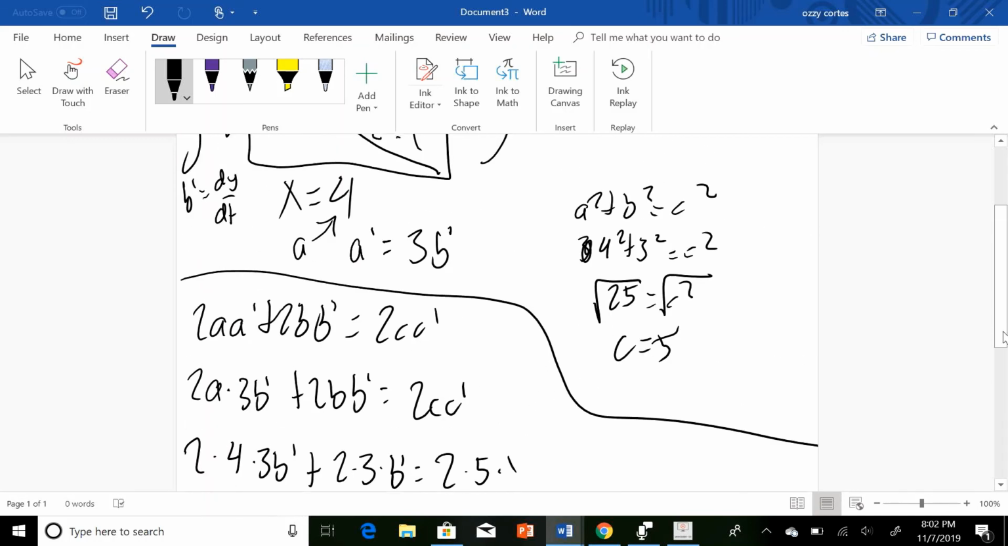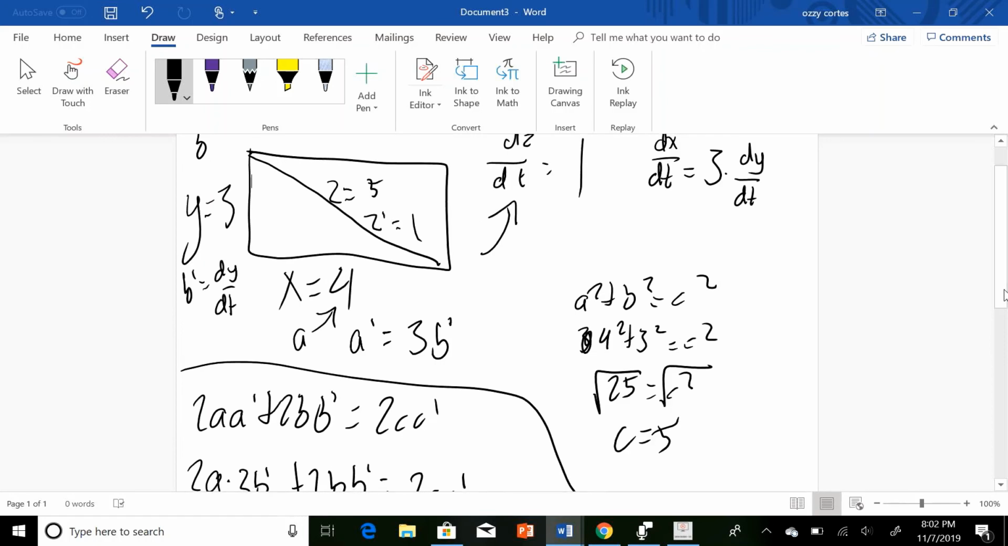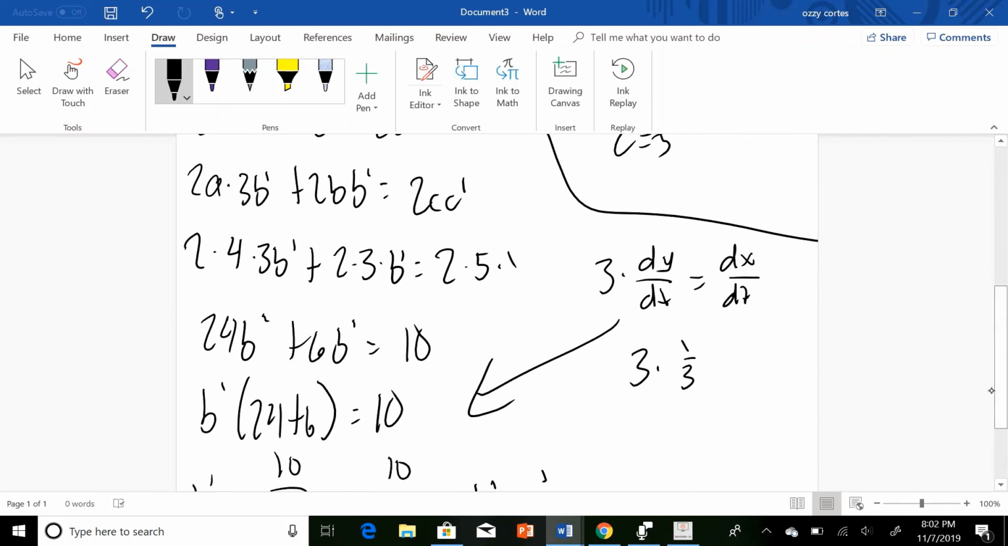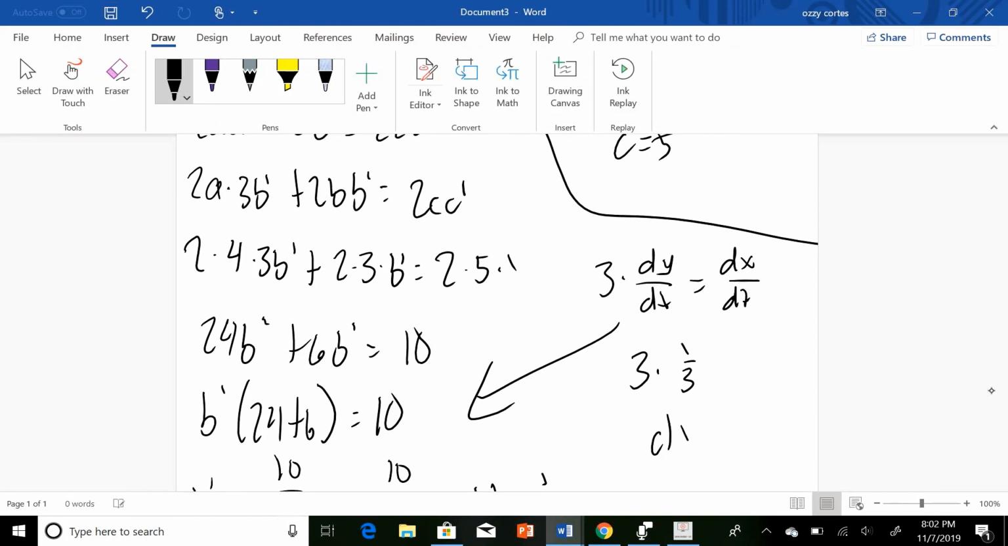But the question is asking for dx over dt. So that gives us 3 times dy over dt is equal to dx over dt. So we just found dy over dt by finding the b prime. So we do 3 times our b prime, which is 1 over 3. So we get that our dx over dt is equal to 1. And that would be the final answer.